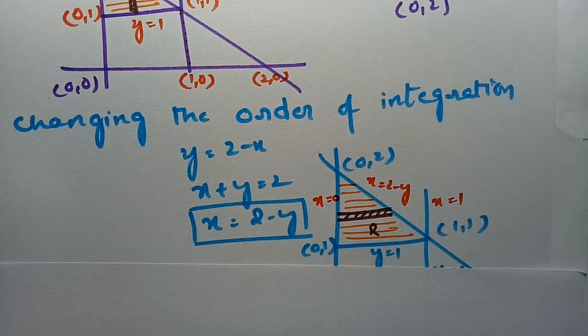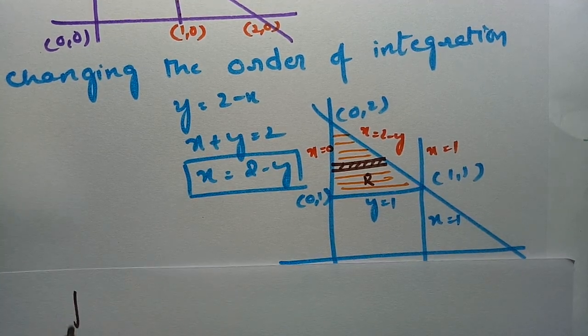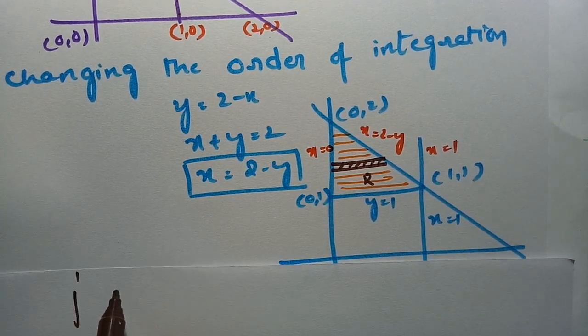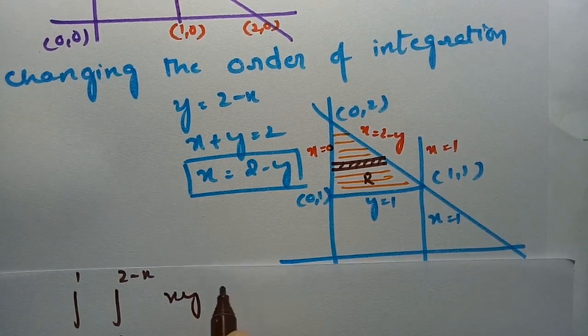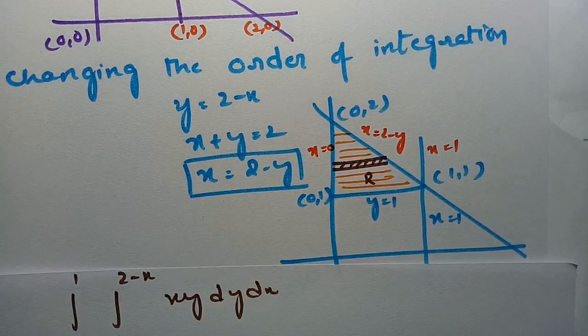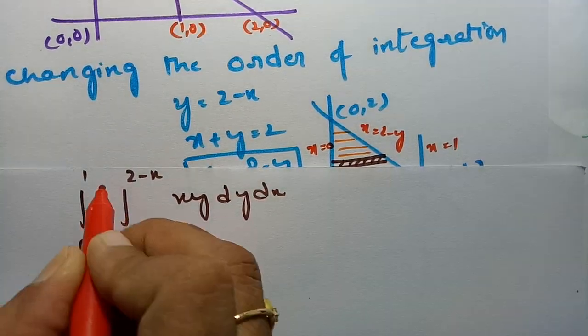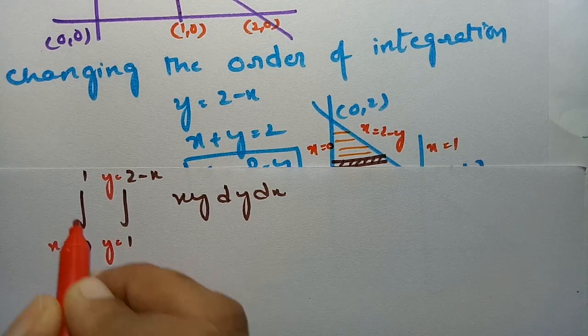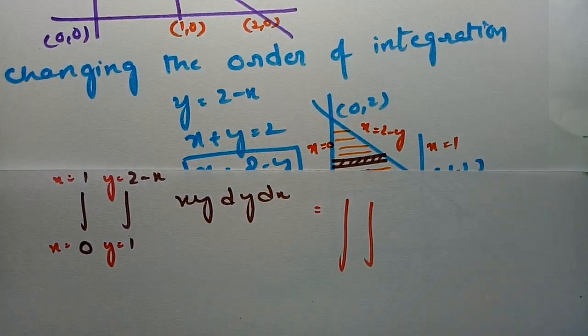So here, if you observe this one, these are the two diagrams, and in the question it was asked that 0 to 1, and this is 1 to 2 minus x, xy, this is dy dx, and it's very clear that these are the y limits. So these are the y limits, and these are the x limits. Now after changing, see what happens here.